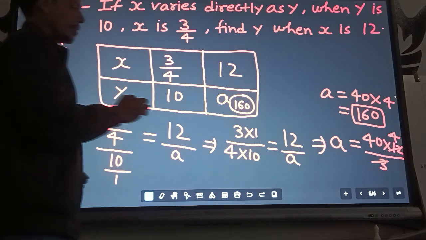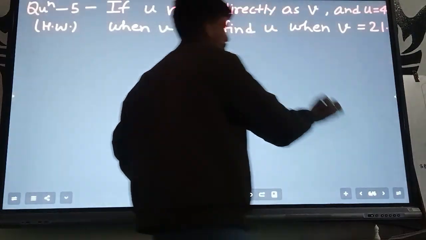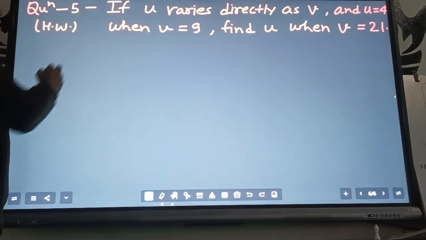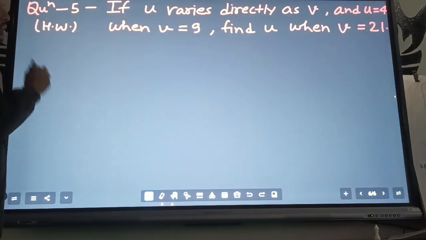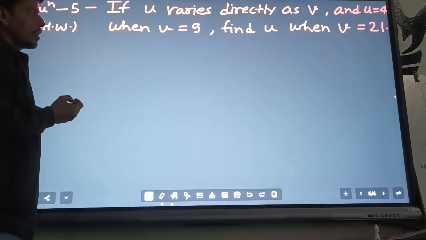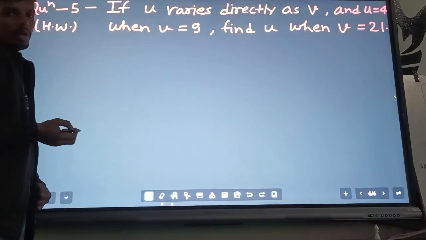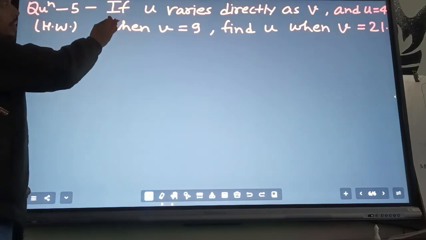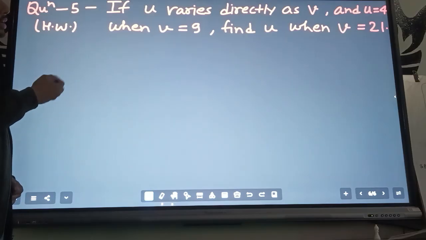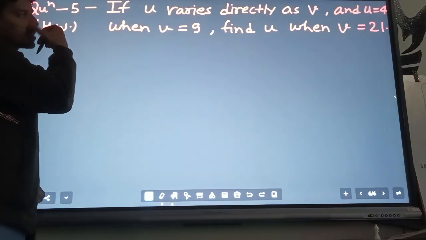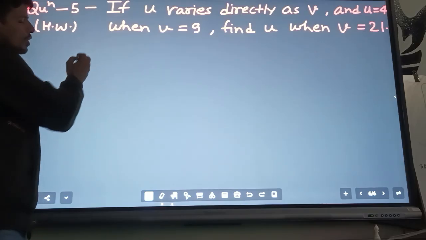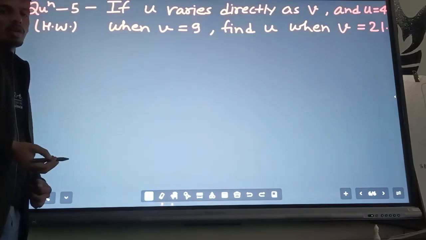Similarly, our next question and last. It is your homework. If u varies directly as v and u equals 4 when v equals 9, find u when v equals 21. The value of u and v in first case is given. In second case, the value of v is given and you will find the value of u. It is your homework. Solve the question and give your answer in comment box.